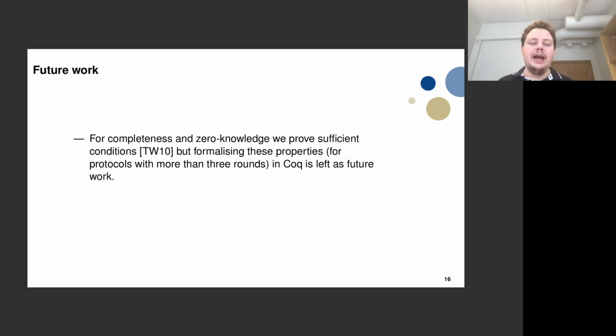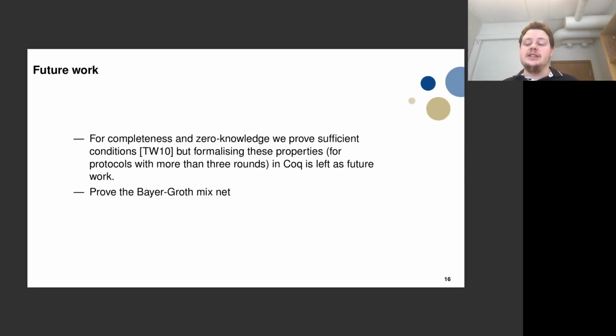Okay. So let me now briefly give the future work. One of the limitations in our work here was that for completeness and zero knowledge, we proved sufficient conditions. But we didn't prove that the sufficient conditions were sufficient. While the argument that they're sufficient is fairly trivial, formally defining the properties that we want to prove here is actually very difficult. So we left this as future work. It's future work that we've made a lot of progress on, and hopefully in future years I will share with you the results of that.